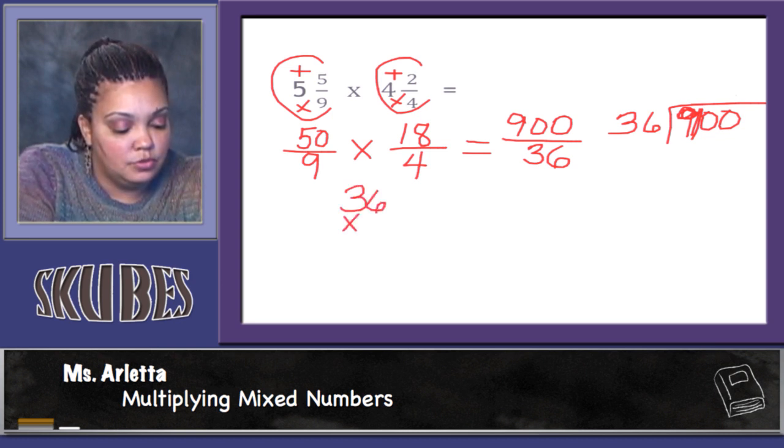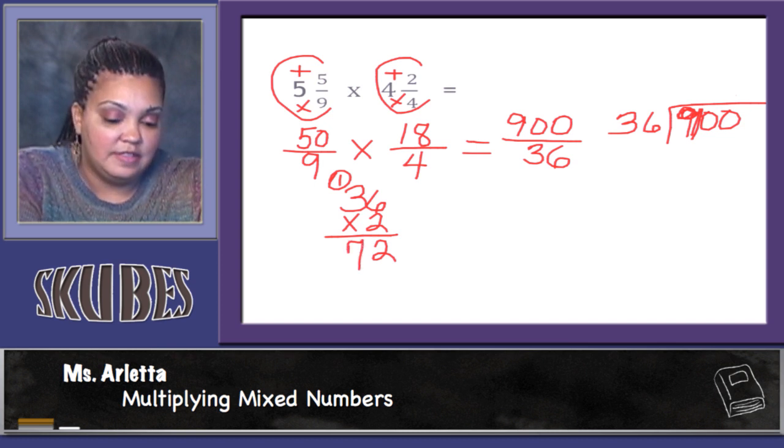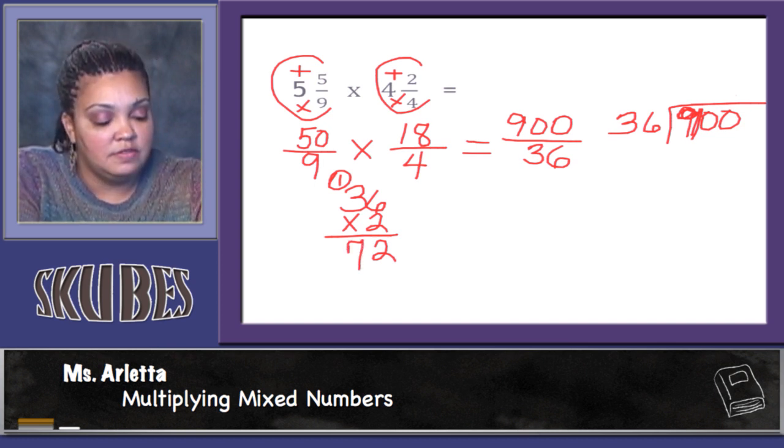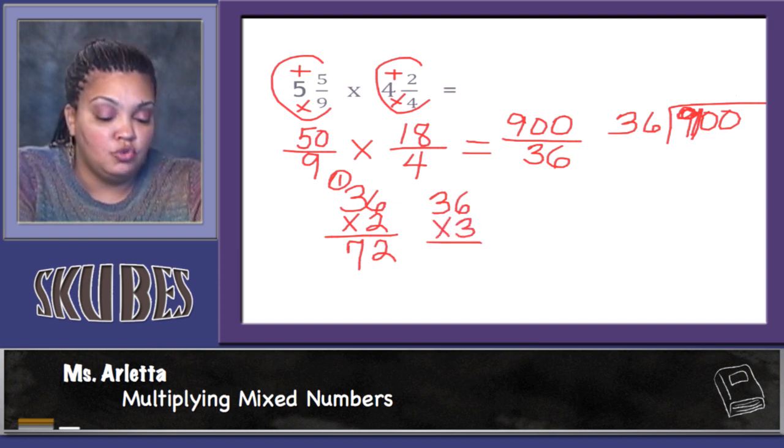36 times 2. 2 times 6 is 12. Carry your 1. 2 times 3 is 6, plus the 1 is 7. That's 72. Let's see if we can go one number higher, and if it will not go above the 90, then that's what we'll use, because you're always looking for the number that's closest to the 90.